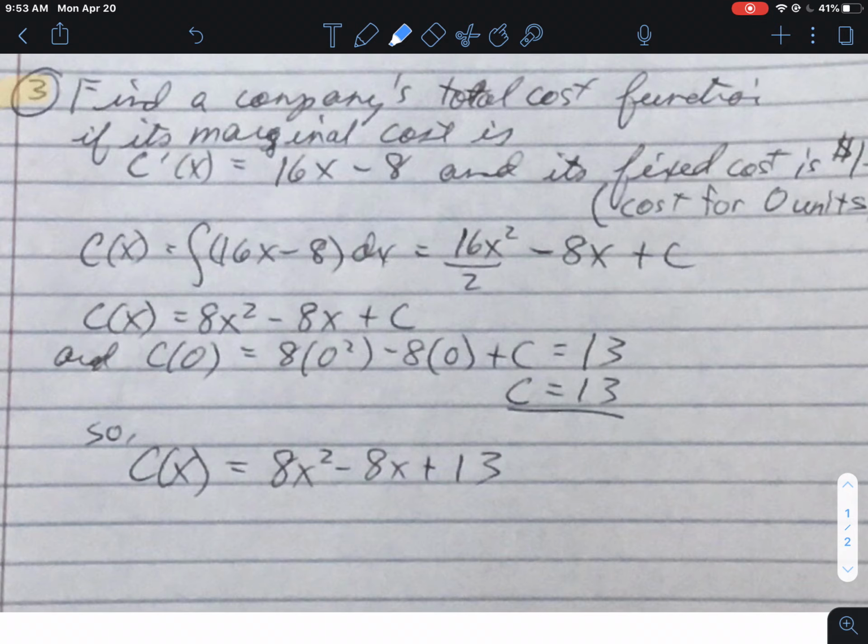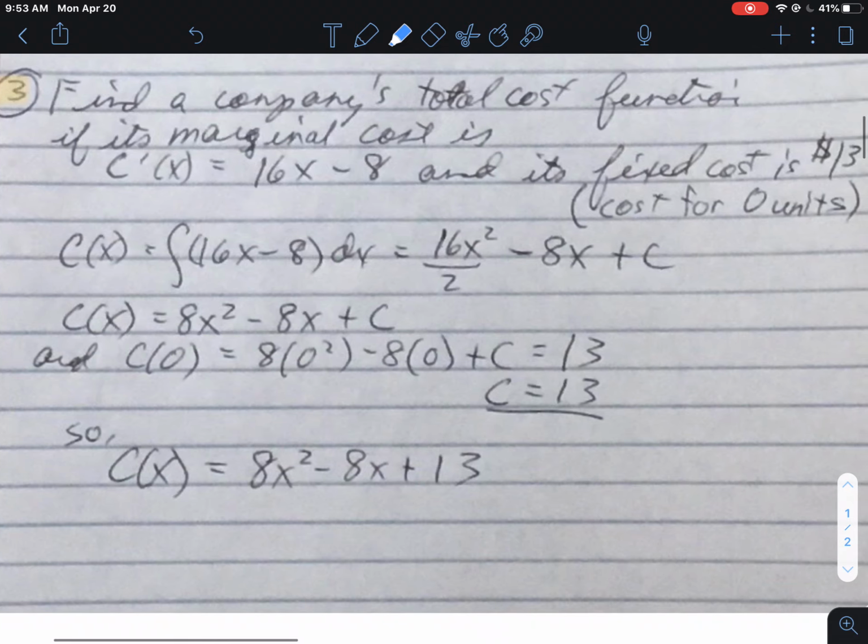Find a company's total cost function if its marginal cost is given by C prime. So there's another marginal cost function, 16x minus 8 in this case. We're also told that it has fixed costs of $13. All right, so this is really more about language, making sure we're clear on the terminology. What does it mean for fixed costs? Fixed costs are those costs that the company has before they produce their first item.